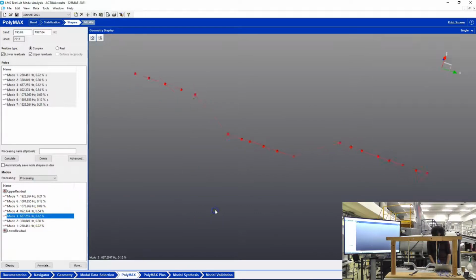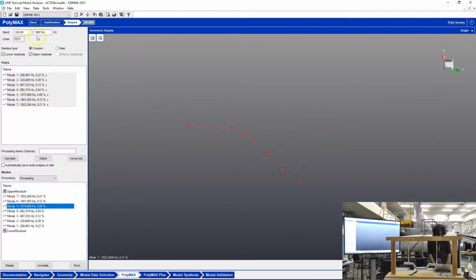Okay, mode 2, mode 3. Now this one is a proper vertical bending as well. It's mode 4, mode 5, mode 6, and mode 7. Now these ones look a bit more like lateral ones.